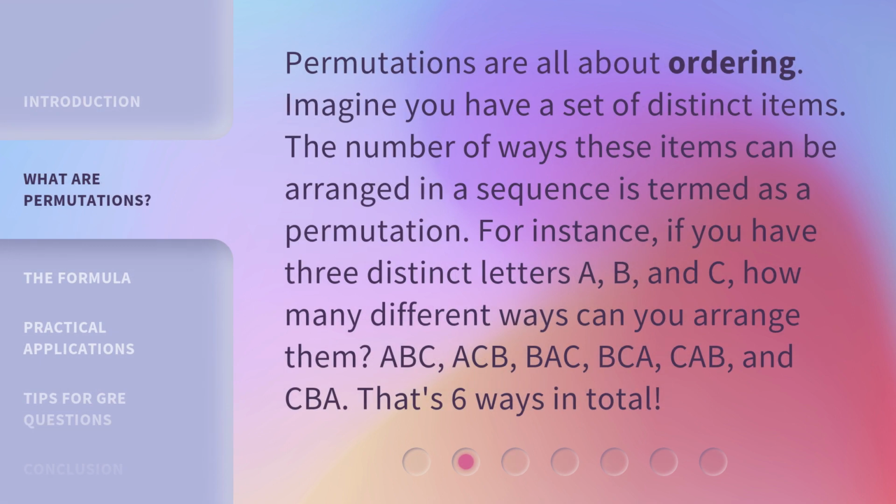Permutations are all about ordering. Imagine you have a set of distinct items. The number of ways these items can be arranged in a sequence is termed a permutation. For instance, if you have three distinct letters A, B, and C, how many different ways can you arrange them? ABC, ACB, BAC, BCA, CAB, and CBA. That's six ways in total.